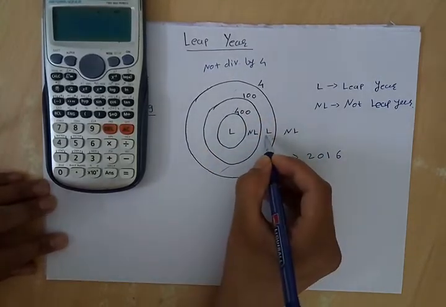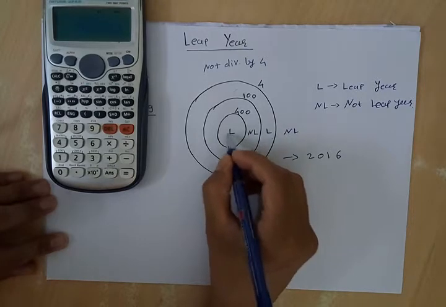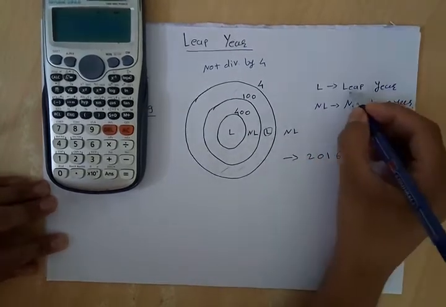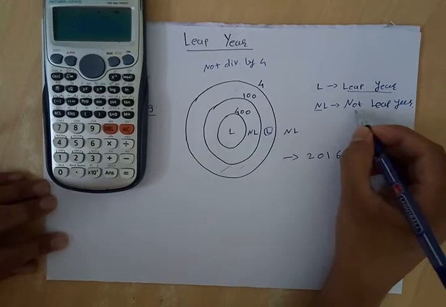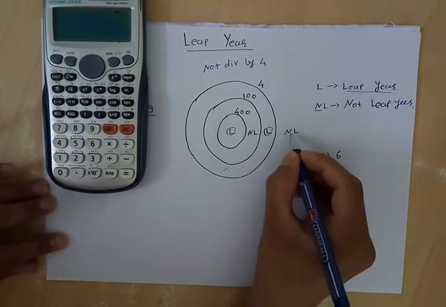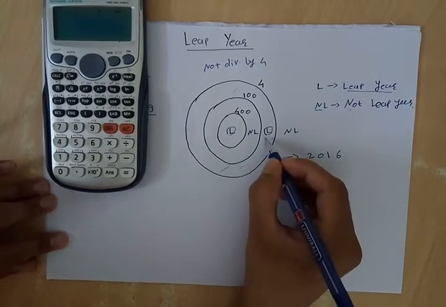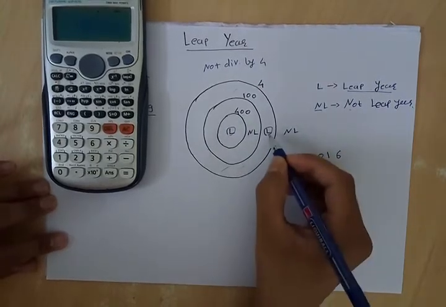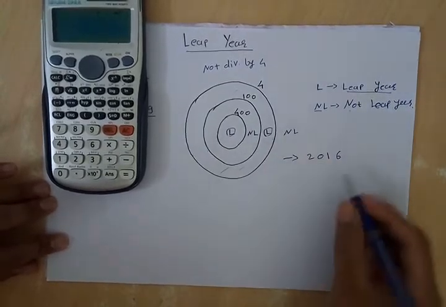So this number falls in this region. And we have labeled all these regions. L means leap year and NL means not leap year. So: leap year, not leap year, leap year and not leap year. Now the number falls in this area, so it is a leap year.